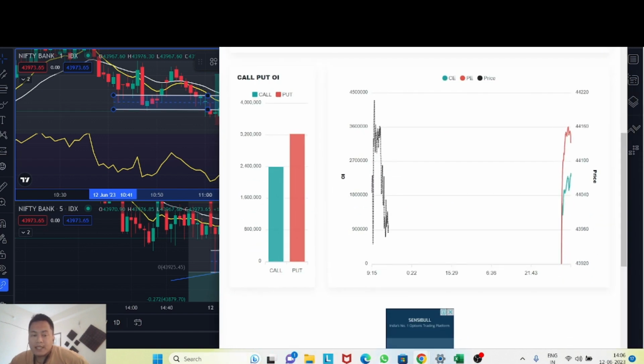I checked my OI data. You can access this on tradingtick.com, and it tells you the call writing and put writing.